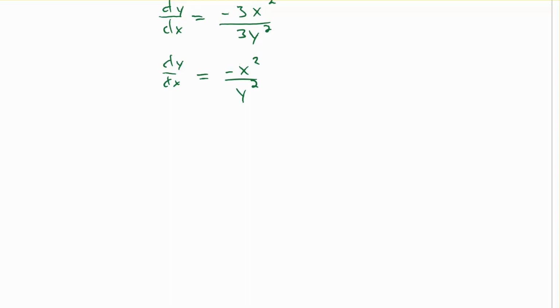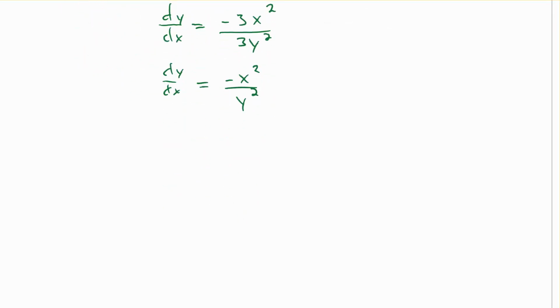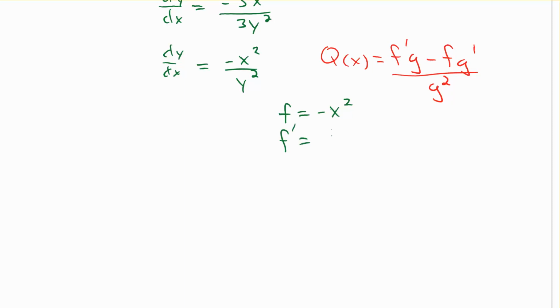Now what we've got to do is differentiate this again, or find the derivative of this again, to find the second order derivative. We've got something over something, so right off the bat we need the quotient rule. So there's our quotient rule. Let's start figuring out what f, g, f prime and g prime are. f, the top one, is going to be equal to negative x squared. f prime is going to be equal to negative 2x.